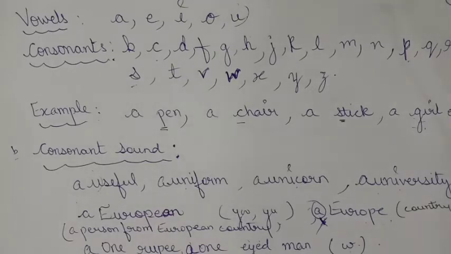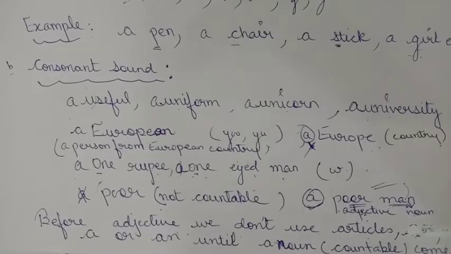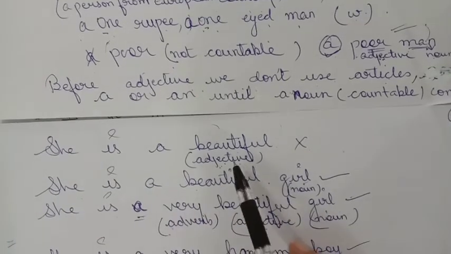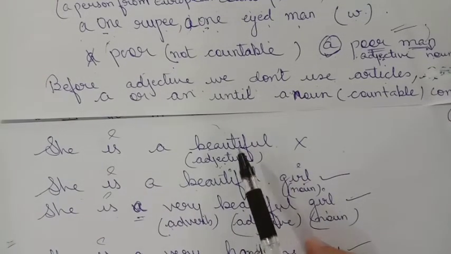Before adjectives, we don't use articles a or an until a noun which is countable comes. Okay? You will not use the article a or an until a noun comes which is countable. Then only you will use it. So now see the example for it. She is a beautiful. This is wrong. This is what I said.